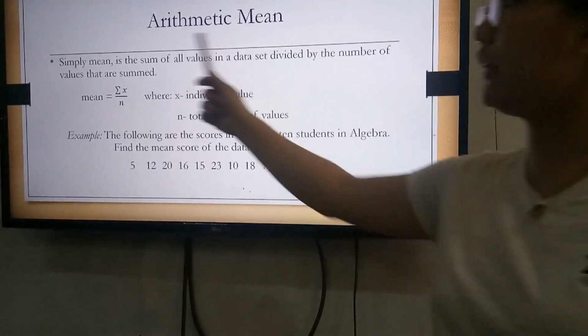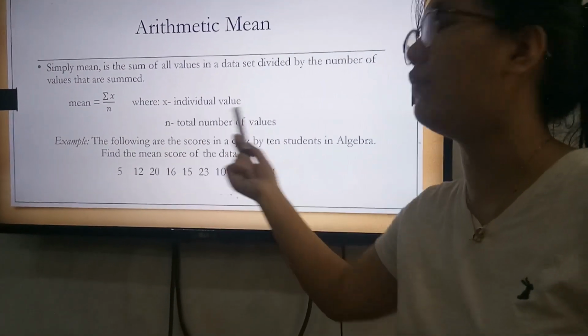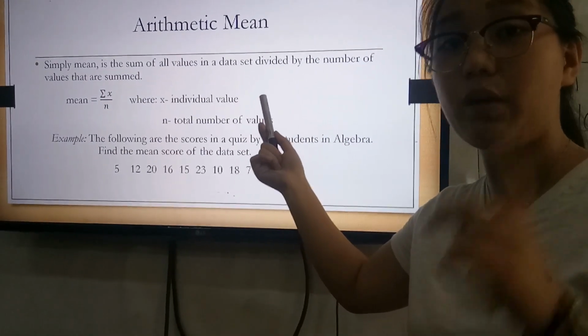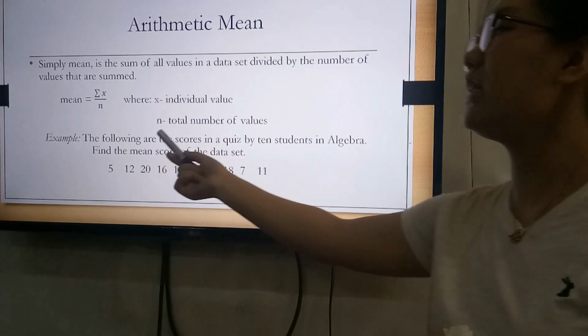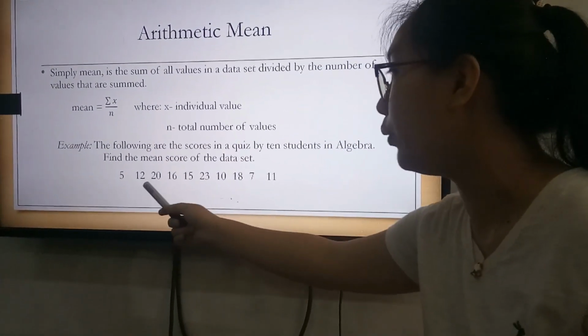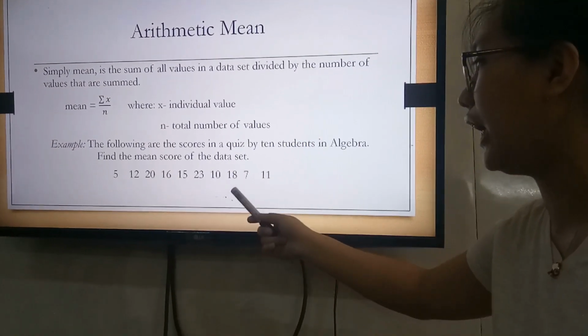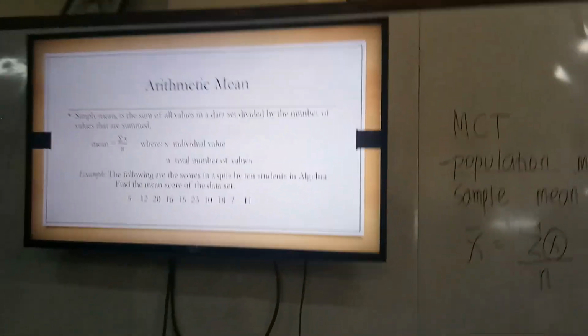Okay. So, inspect the formula first. So, it says there, summation of x, individual value. What is individual value? Any data. So, we have 5 until 11. What is n? Is our sample size. So, the number. So, ilan ba to? 1, 2, 3, 4, 5, 6, 7, 8, 9, 10. Okay. So, what we're going to do?